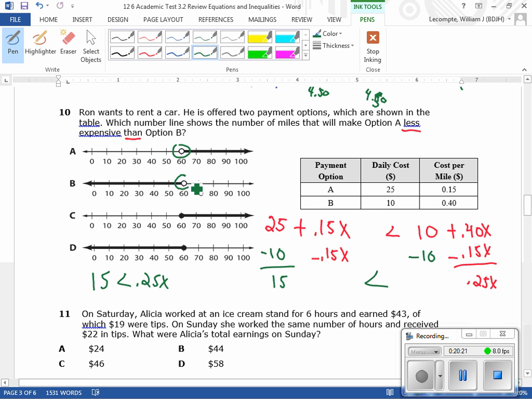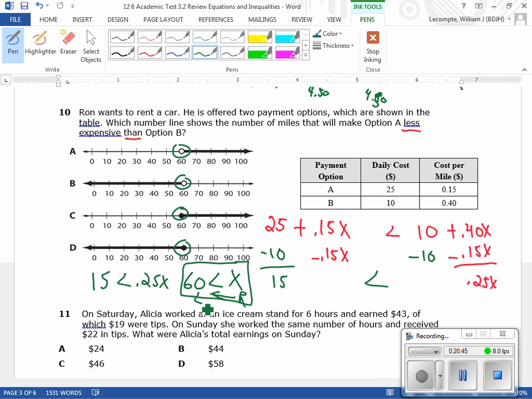Okay, so my equation, when I solve it, looks like that. Right? And I read from right to left. And that says that x is greater than 60. So if I look at A, it says x is greater than 60. So I'm going to choose A for my answer.